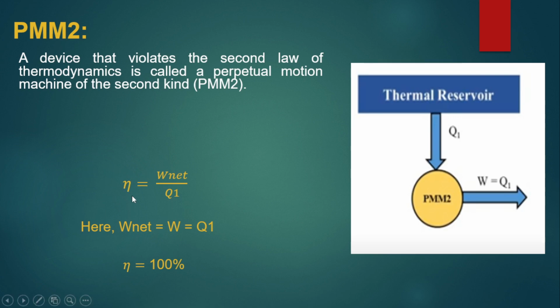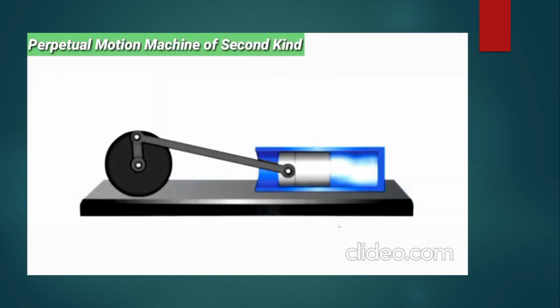From here we understand the equation: the efficiency is the work output divided by the heat supplied. That is, W net is converted from Q1, which means the efficiency is 100%. If a machine could be 100% efficient, which is never possible in real-world applications, it would be a violation of the second law of thermodynamics. This is called a perpetual motion machine of the second kind.